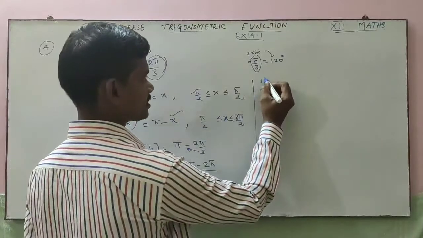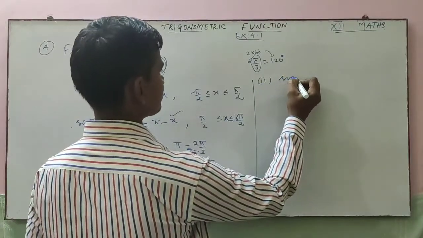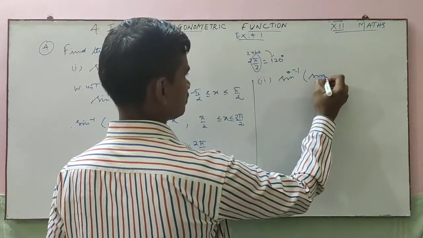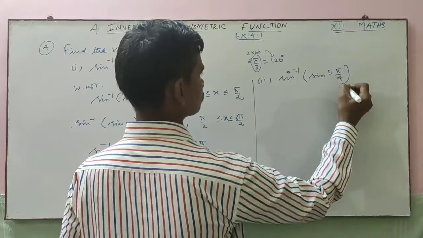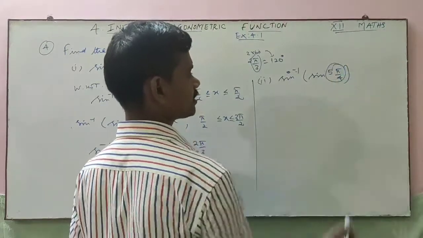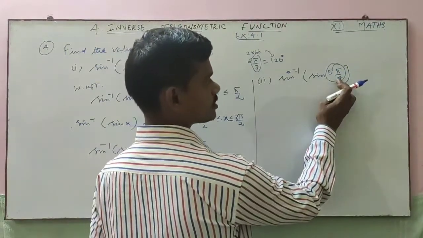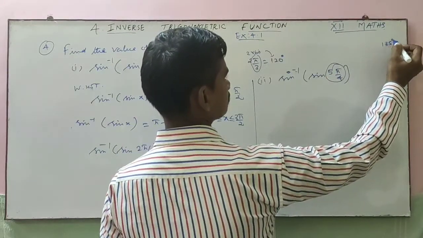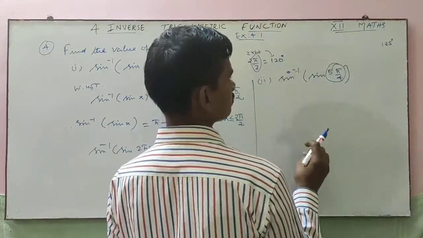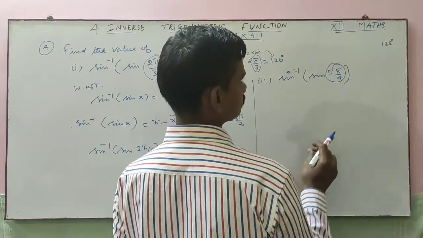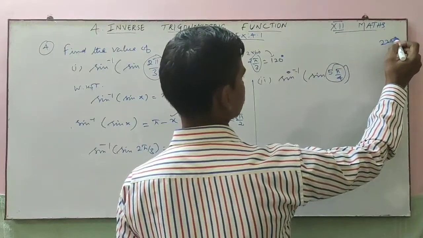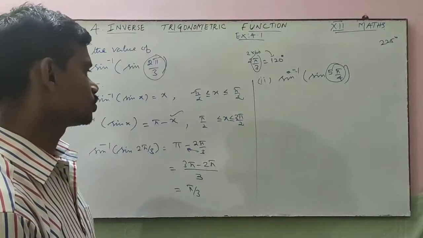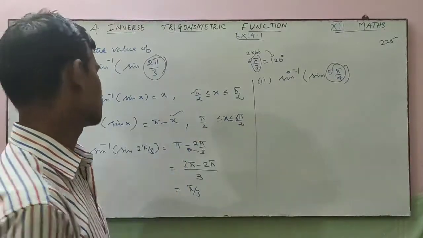Like that, the second subdivision also, sine inverse of sine 5 pi by 4. So what is the theta? What is the degree for this? Pi by 4 is 45. 45 into 5 gives 225, which comes under this formula.